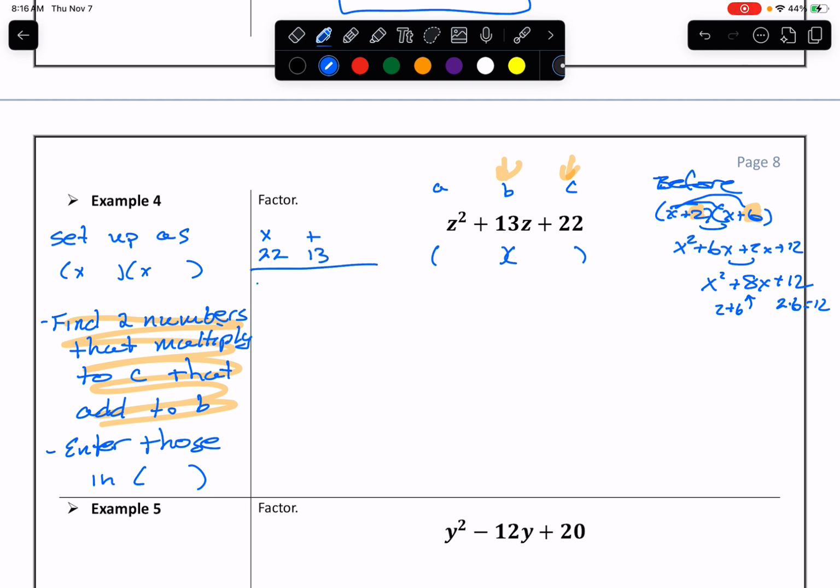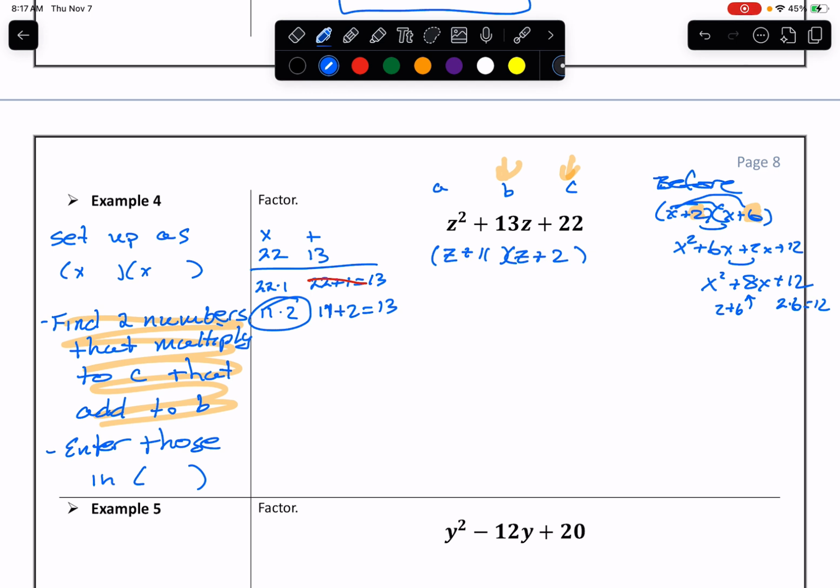Okay, well, 22 is 22 times 1. So I have to check 22 plus 1. Does that equal 13? No, it does not. Another factor pair of 22 is 11 times 2. 11 plus 2 does equal 13, so it's going to be 11 and 2. So I'm going to say z and z, and then we've got a positive 11 and a positive 2, so it's z plus 11 times z plus 2.